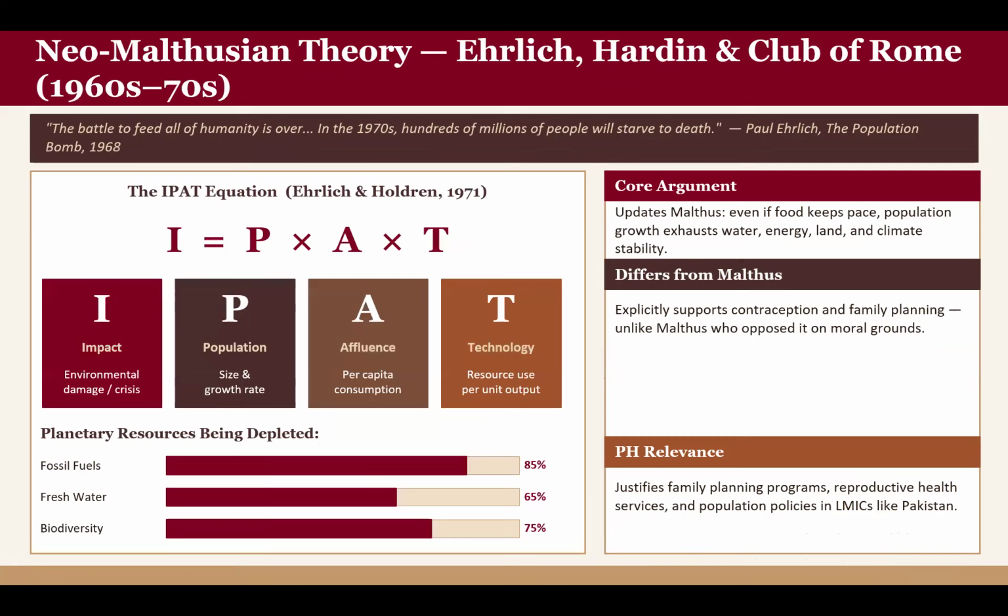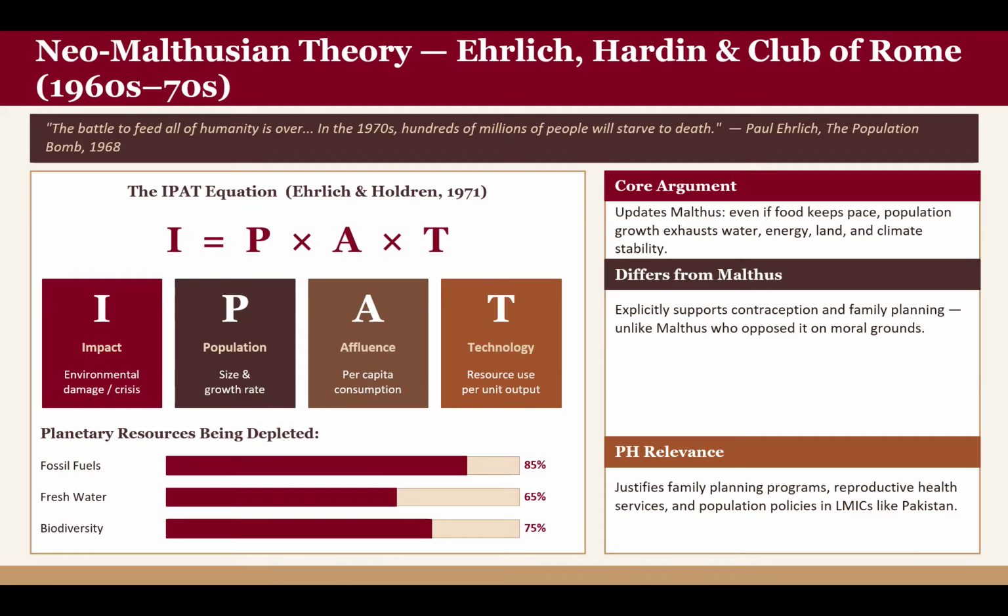And finally, we have Neo-Malthusian theory, which was given in the late 1960s, and it said that the battle to feed all of humanity is over. In the 1970s, hundreds of millions of people will starve to death. The core argument updates Malthus: even if food keeps pace, population growth exhausts water, energy, land, and climate stability. It differs from Malthus in that it explicitly supports contraception and family planning, unlike Malthus, who opposed it on moral grounds.